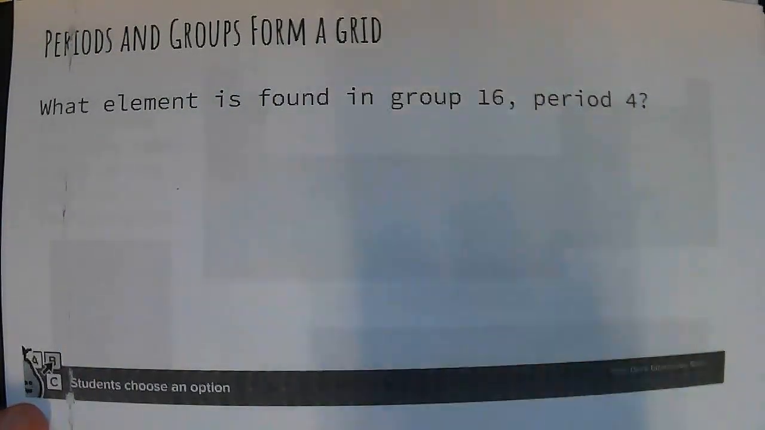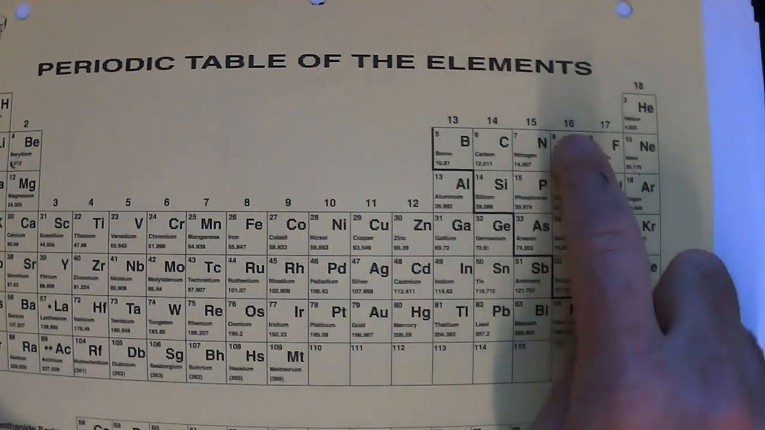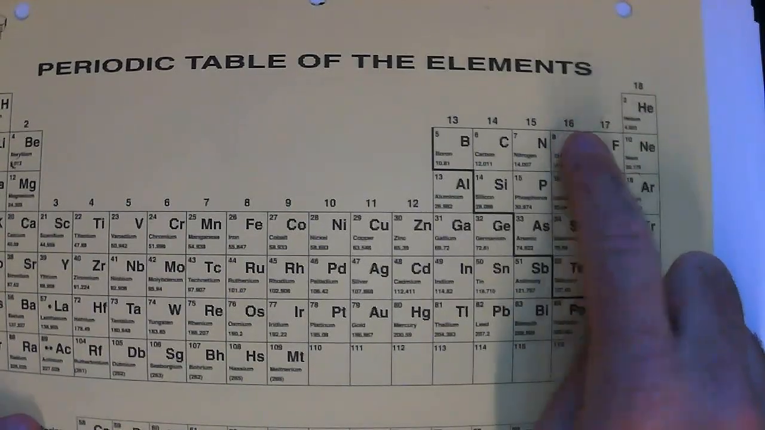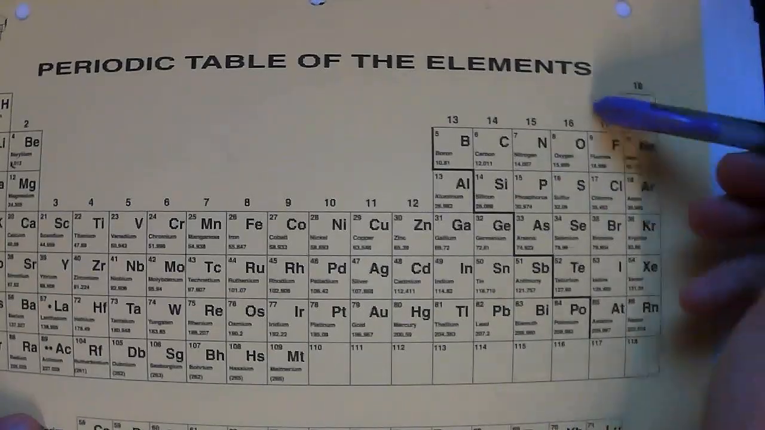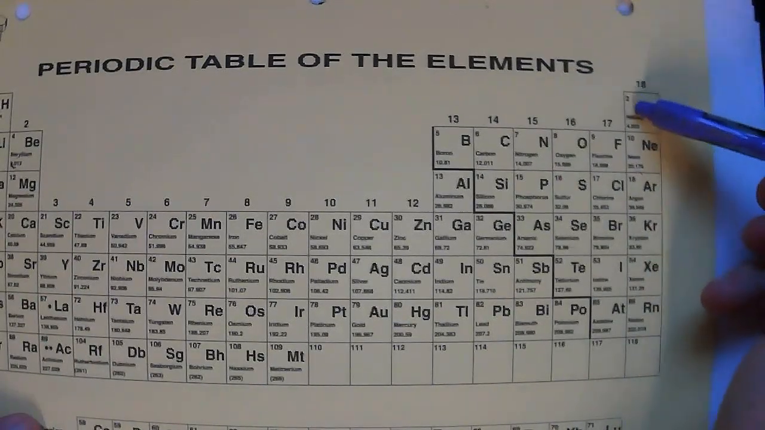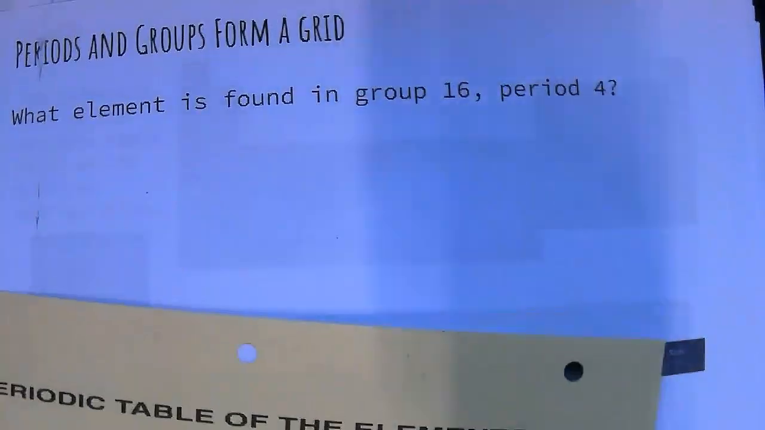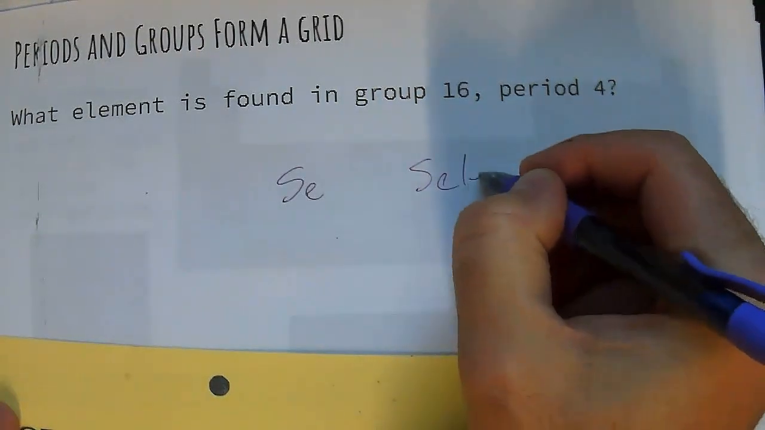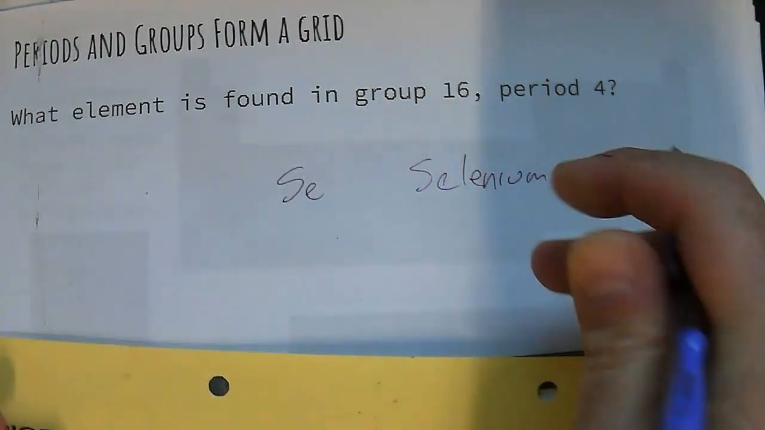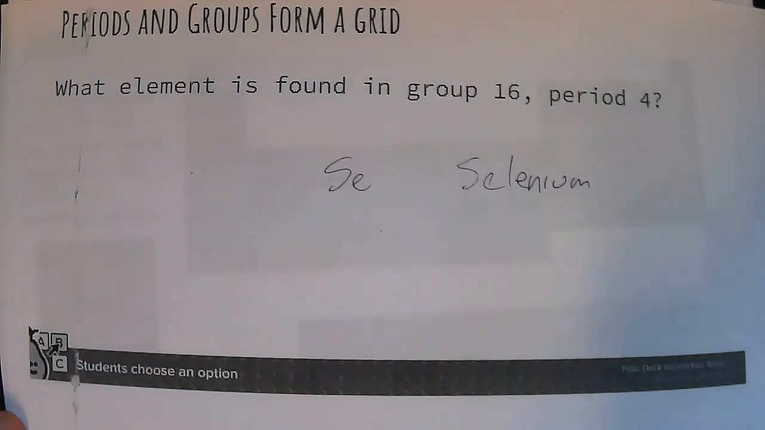Now group 16, period 4. Here's our periodic table. So group 16. I don't mean this to be tricky, but a lot of people forget that this is a period here. So we want to go 1, 2, 3, 4, group 16, and so that answer is Se, or selenium. Put the periodic table back up top here.